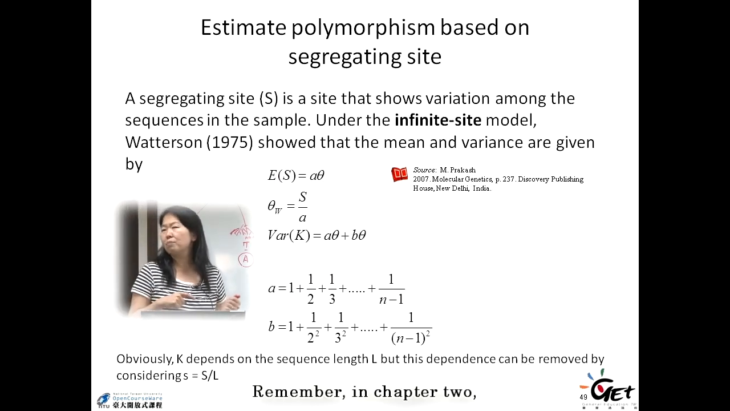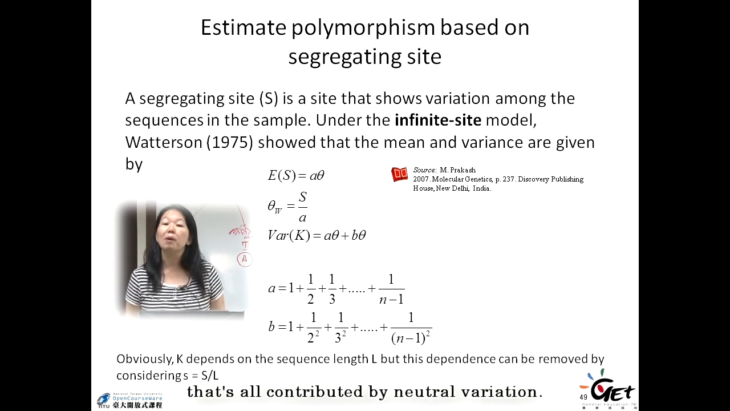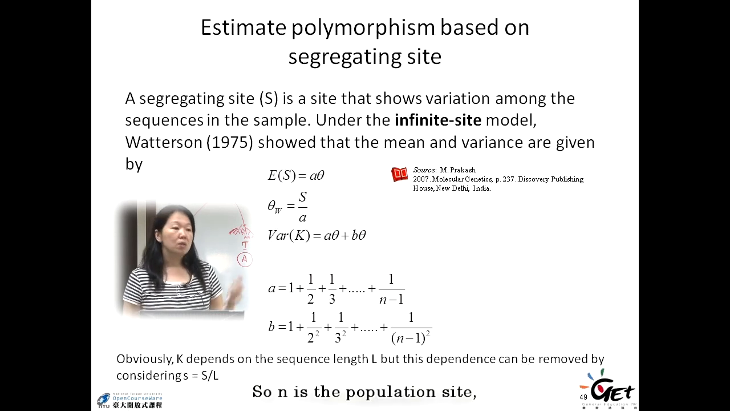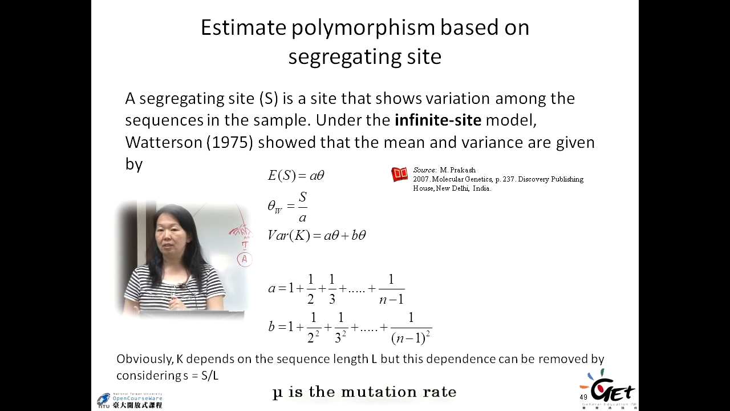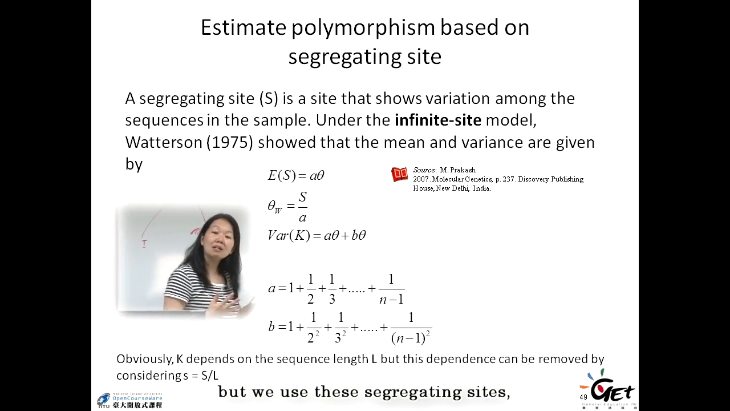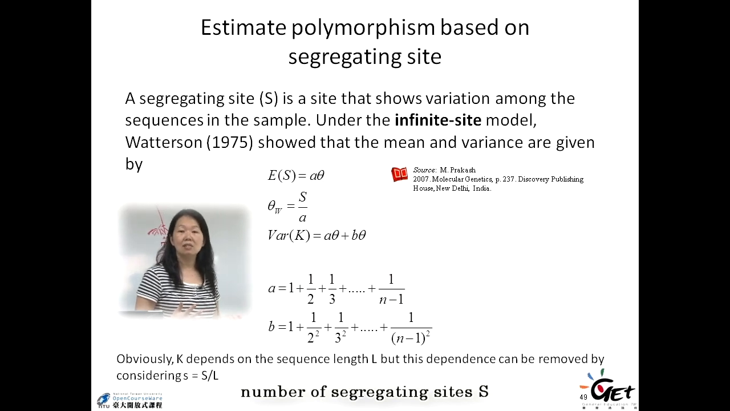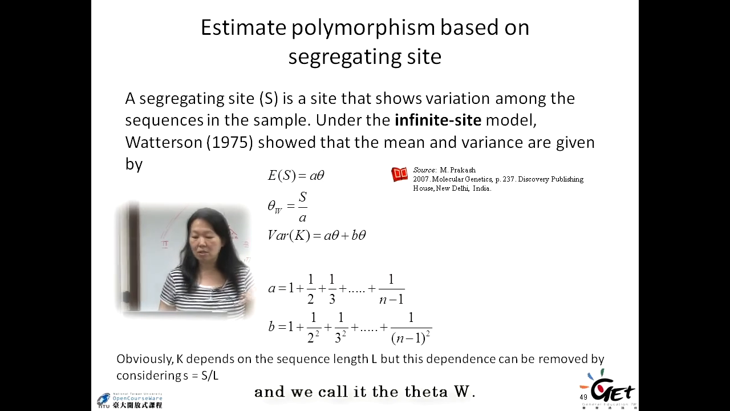Remember, in chapter 2, we talked about theta equal to 4N mu if it's all contributed by neutral variation. N is the population size, mu is the mutation rate. And here is the same idea, but we use the number of segregating sites, S, to estimate theta, and we call it theta W.